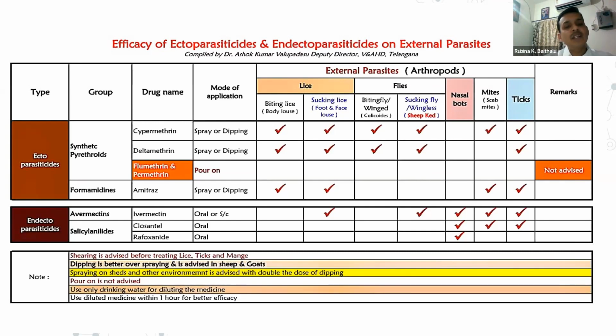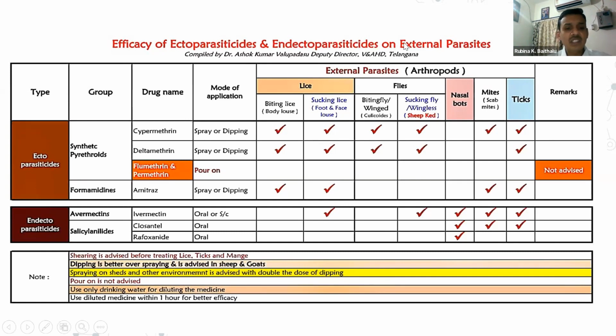As far as ectoparasites are concerned, there are also ivermectin and the salicylanilides, like closantel and rafoxanide. Whenever you go for ivermectin, you can use an oral preparation or a subcutaneous application, that is a parenteral application. That is effective against sucking lice, sucking flies, nasal bots, mites and ticks. Whereas the salicylanilides are effective against nasal bots, mites and the tick population.